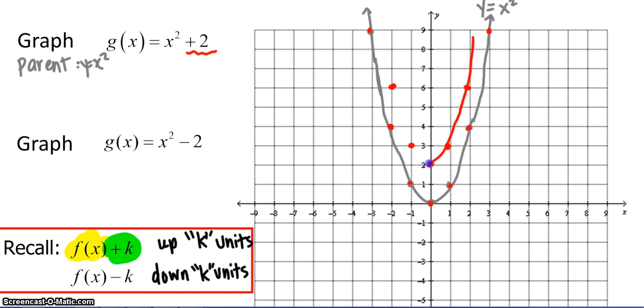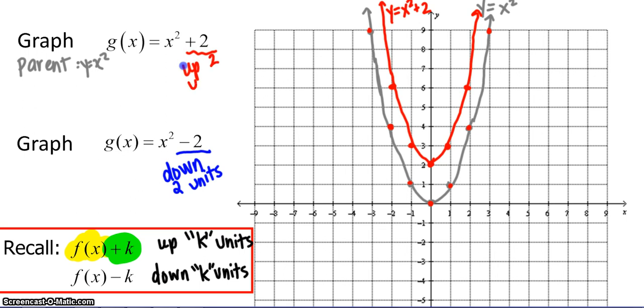And we will get our parabola that is called g of x equals x squared plus 2. I'm going to label it y equals x squared plus 2. Now if we choose to subtract 2, that's going to take our function and shift it down 2 units. The first one we added 2, it went up 2 units.